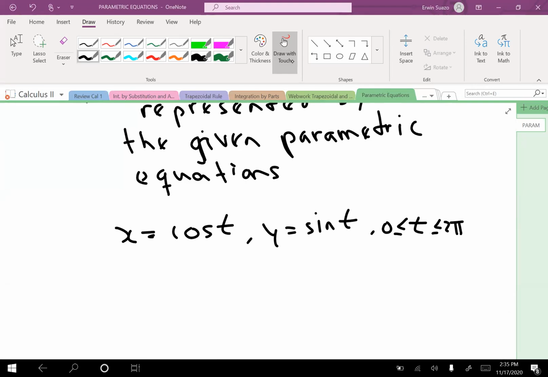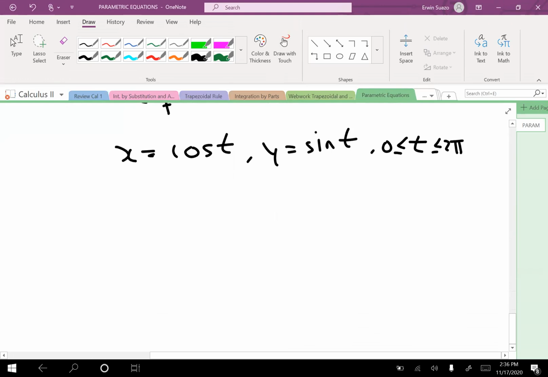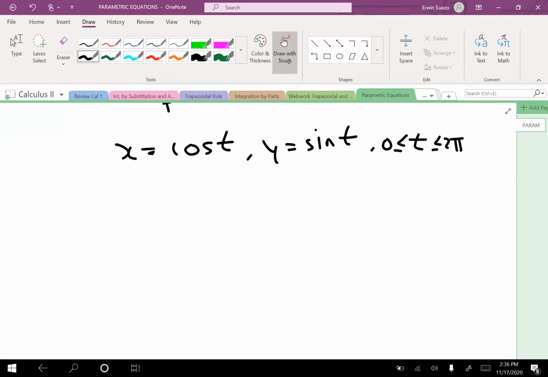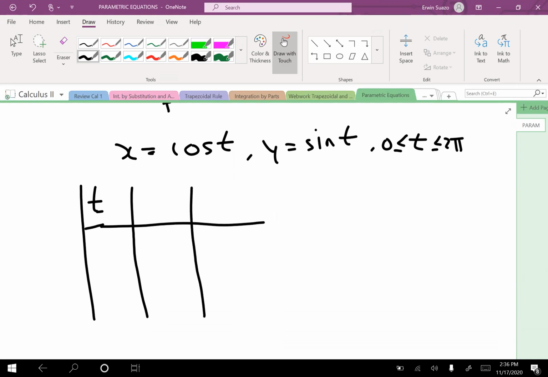Okay, so what do you guys get? How does it look? What do you think that is? Like a wave. Yeah, it's a wave, but it's a very familiar wave. So this is x and this is y, right?